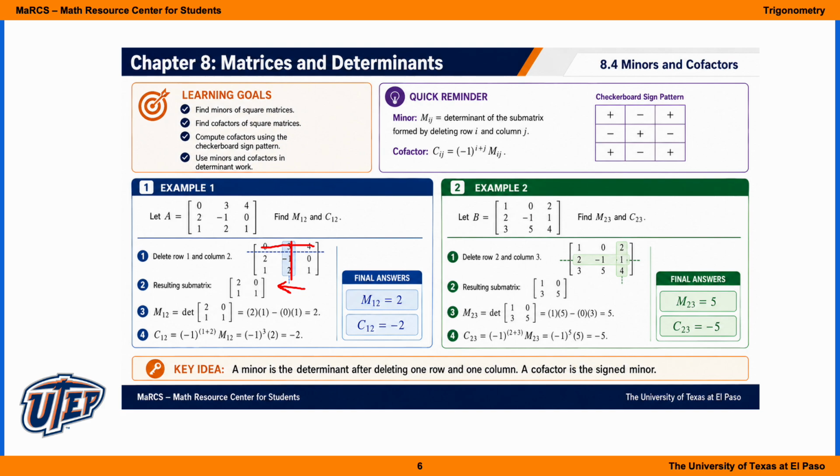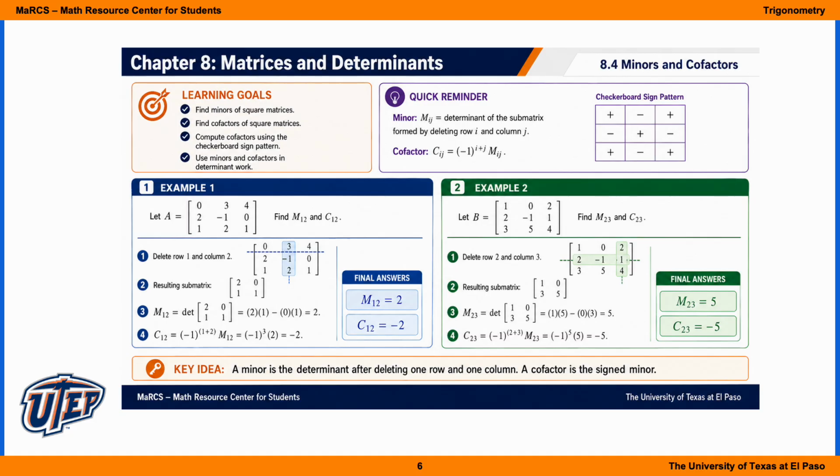Now the cofactor given by this formula up here will be -1 to the i plus j. So i is 1 and j is 2, so -1 to the 3. That means our term will be negative. So -1 times our minor, which was 2. So -1 times 2 will give us -2. So we'll have a cofactor of -2.